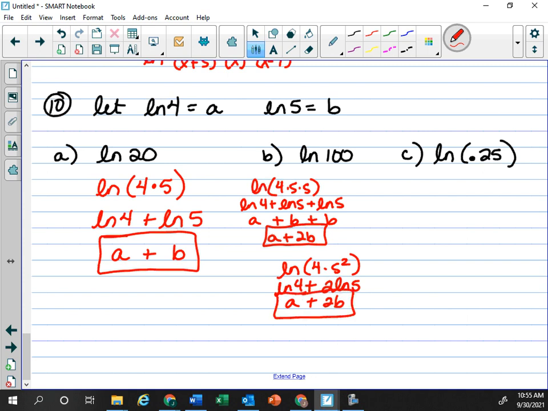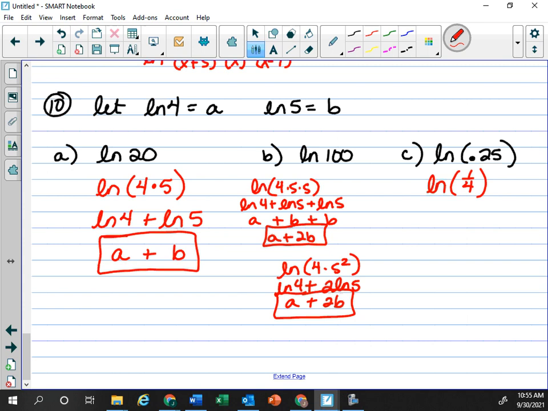The natural log of 0.25 is a little trickier. You have to think about what 0.25 is. I feel like the initial instinct is, oh, 25, I should be doing something with the 5 times 5. But you should not. That's not what 0.25 is. That is the natural log of 1/4.